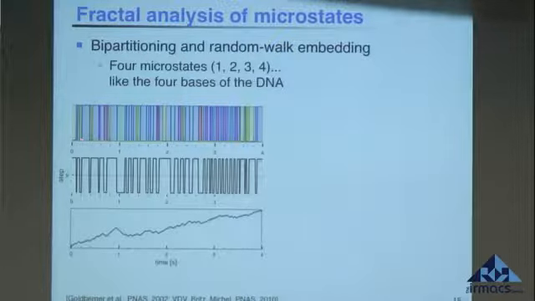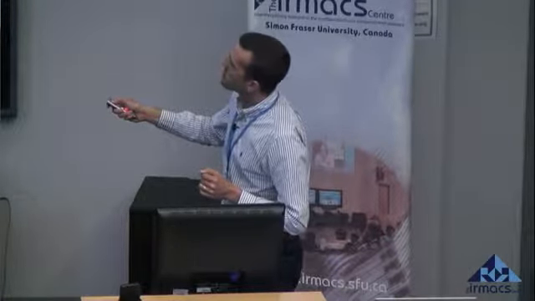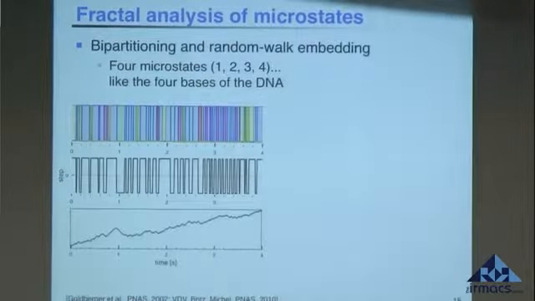Anyway, we do have the 4 microstates, and the first thing we need to do is choose a partitioning. For example, we take partition 1, which is microstate 1 and 2, and partition 2, which is microstate 3 and 4. So you do bipartitioning of your microstates. And then you build a step function, which will walk up when you're in partition 1, and walk down when you're in partition 2.